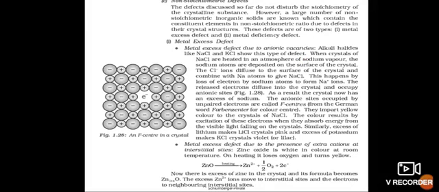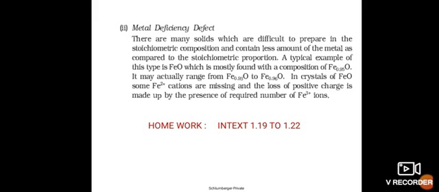In the first case we had an anionic vacancy, that is the F center. In the second case, both are metal excess only, but here it is due to the presence of extra cations. Then the second category under non-stoichiometry is the metal deficiency defect.